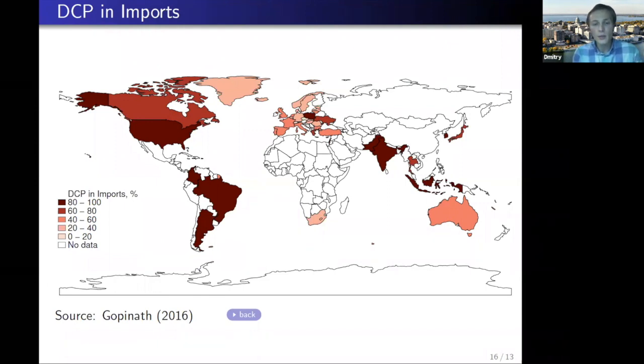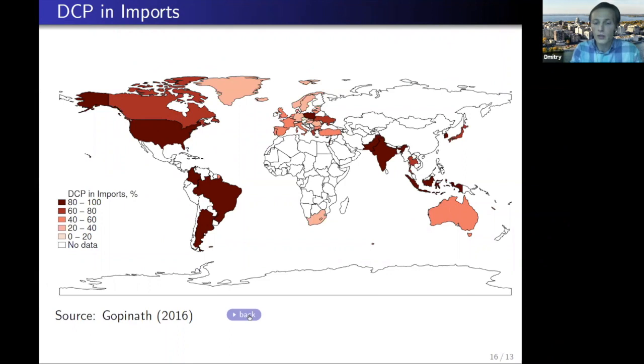And so what you can see from this picture is that for most emerging economies, almost all import prices are set in dollars. So DCP stands for dollar currency pricing, and you can see that for Latin American countries, for many Asian countries, the share of DCP in imports is close to 100%. So what is perhaps even more surprising is that this share is also pretty high for developed countries. So for example, if you look at South Korea, Japan, shares above 50%. So for Japan, for example, it is about 80%.